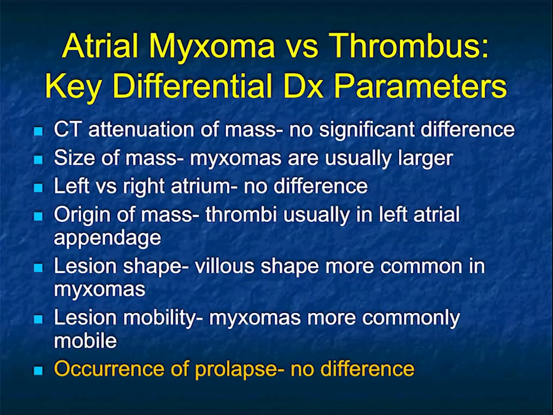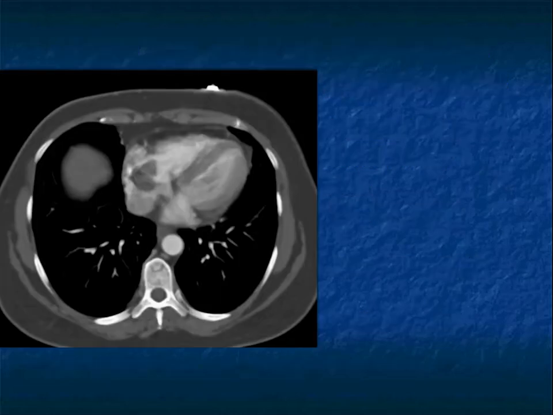I guess if you see something in the left atrial appendage, based on location, you could say it's likely a thrombus and not a myxoma. But most of the other features aren't all that helpful.